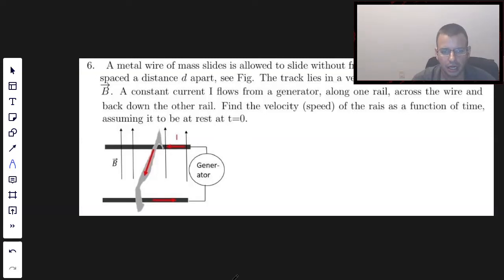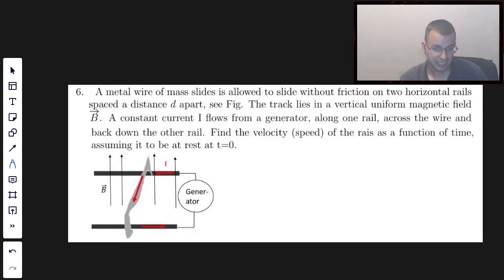A metal wire of mass m is allowed to slide without friction on two horizontal rails. When they say metal here, what they mean is conductor. It conducts electricity. On two horizontal rails, spaced a distance d apart. See figure. I'll add in a little d.